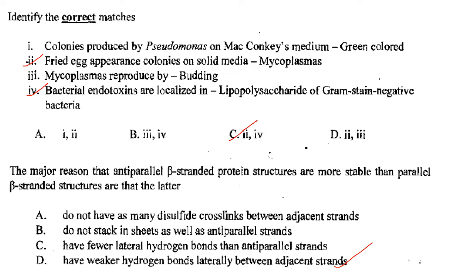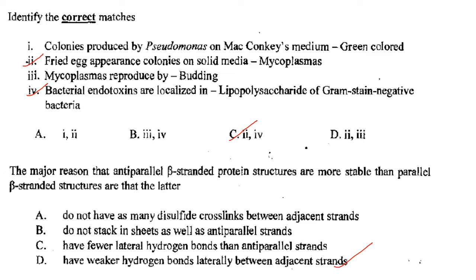Then identify the correct matches. Colonies produced by Pseudomonas on McConkey medium green colored. Fried egg appearance colonies on solid media by mycoplasmas. That is correct. Answer is option 2. And option 1, colonies produced by Pseudomonas on McConkey medium are pale colored.